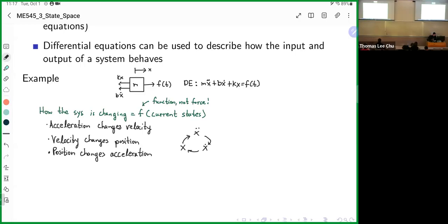And this relation allows us to observe different outputs as well. We can take the derivative of position to get velocity. We can take the derivative of velocity to get acceleration. So they're very interrelated. So this relation allows us to observe different outputs.